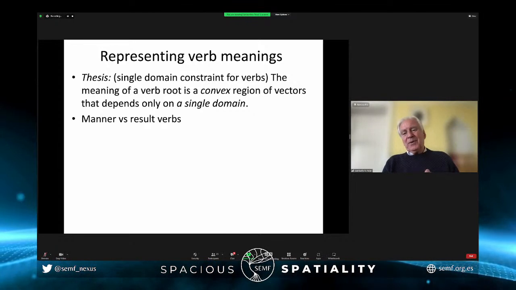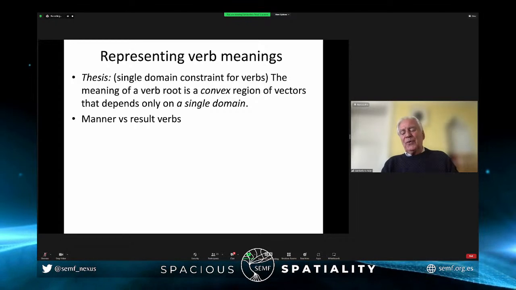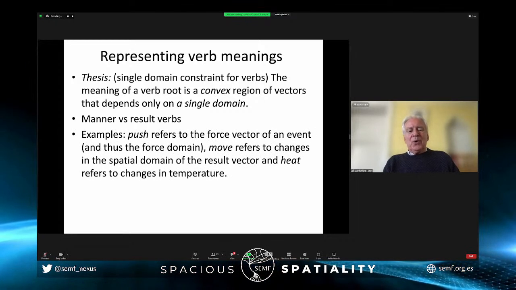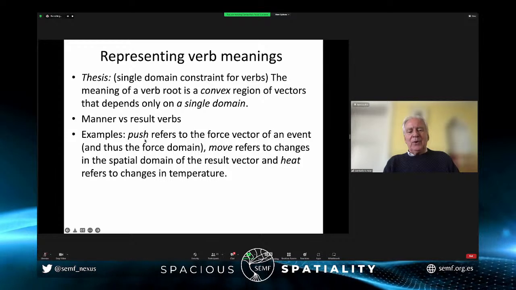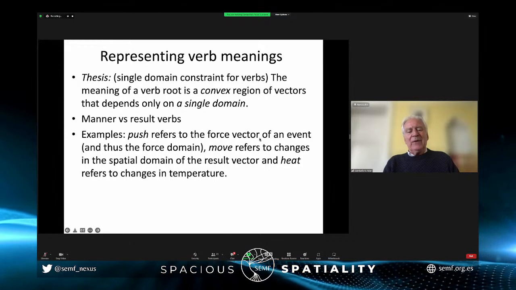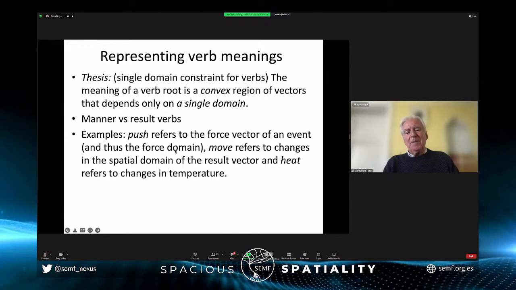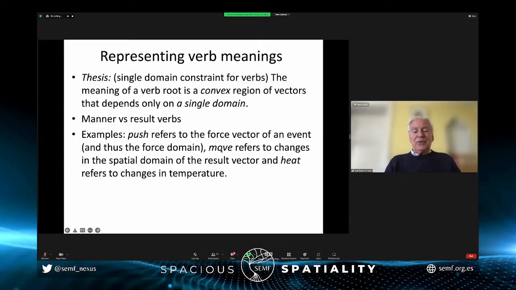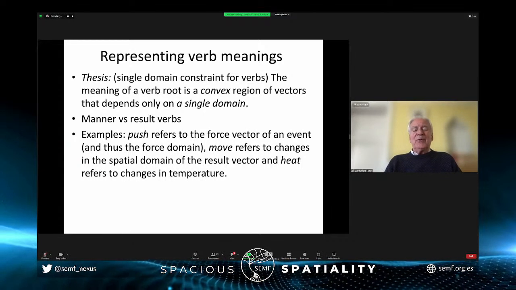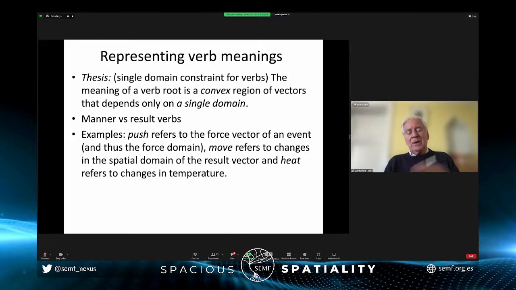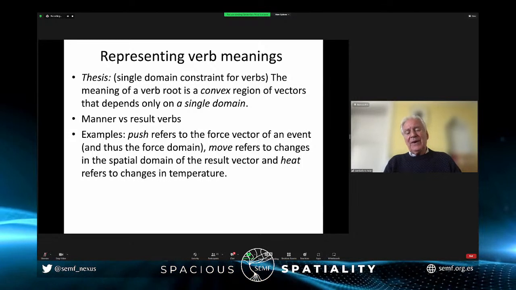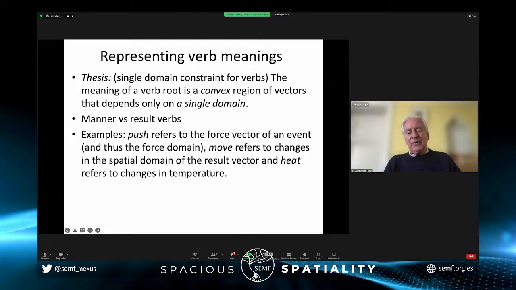And manner verbs, this is my idea, correspond to the force domain. So push, for instance, is a manner verb. And that refers to a force vector, and thus to the force domain. While move is a result verb, and that refers to a change in the spatial domain. And the result vector is then dependent on the spatial domain.